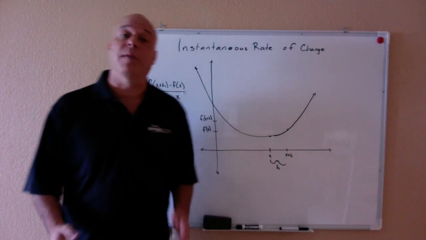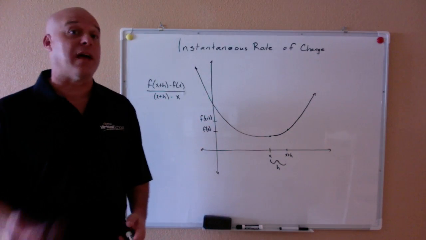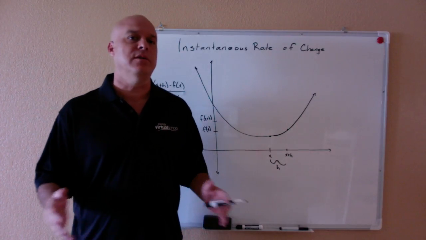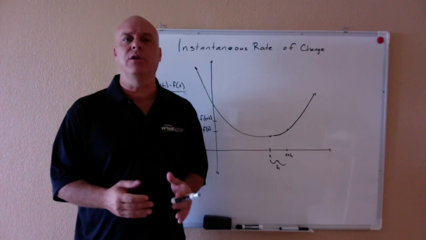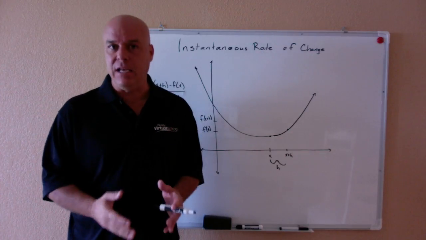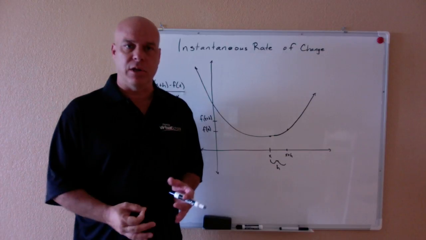So today we're going to be talking about instantaneous rate of change. In our last video we talked about how to find the average rate of change. Today we're going to try and narrow that down and be more specific and say, how can I determine how quickly something is moving, or what the instantaneous rate of change is at a particular instant?